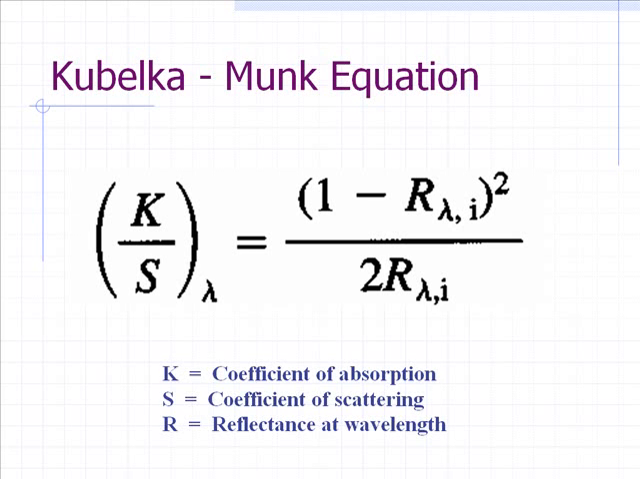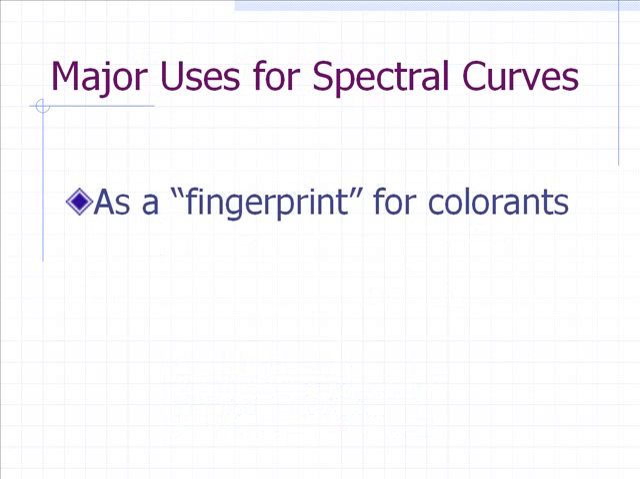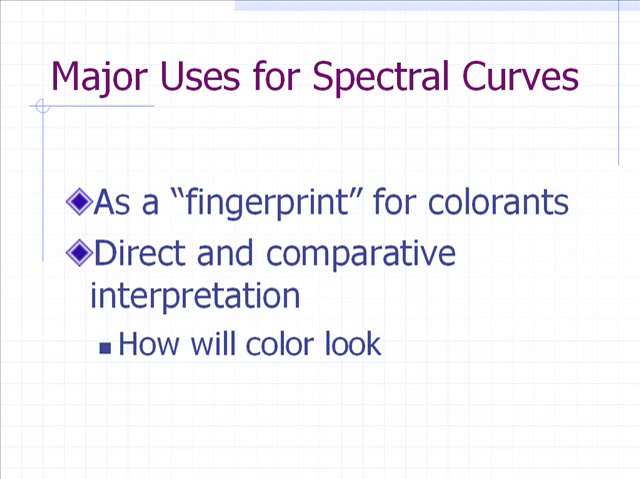We can also use spectral curves as fingerprints for colorants. We can use them for direct and comparative interpretation. If you understand how curves work and what they mean, you can look at a curve and determine what pigments are in that particular combination, and that's when we'll actually do an exercise where we'll get to do that. Or you can get an idea what the color is by looking at the curve.